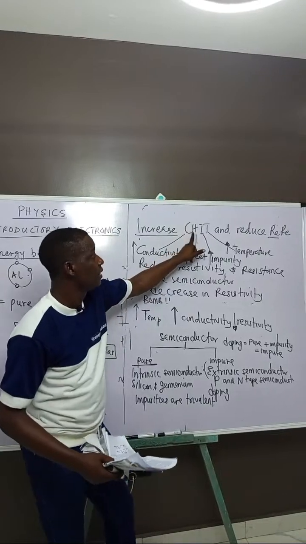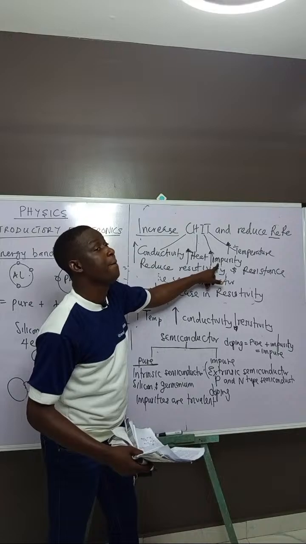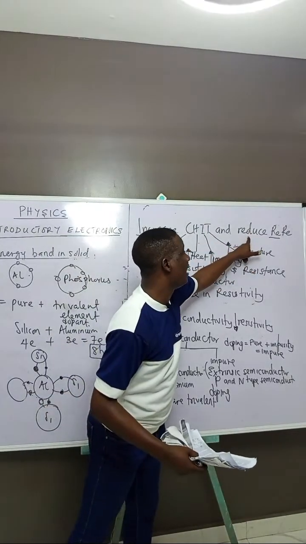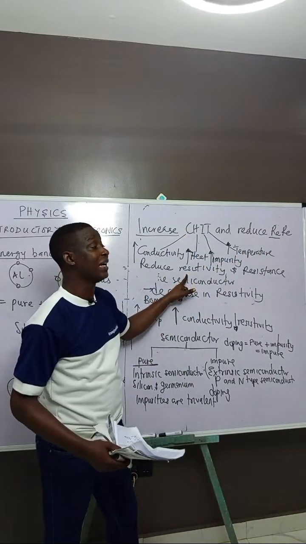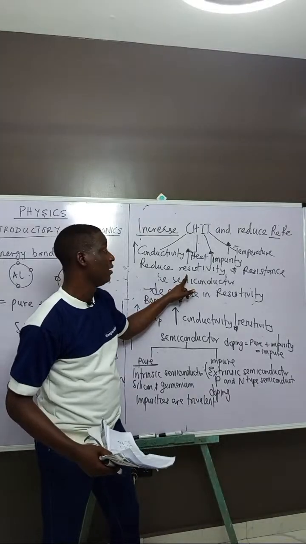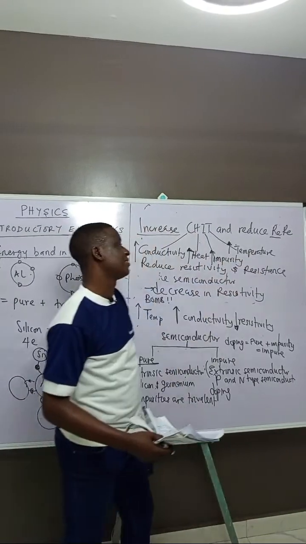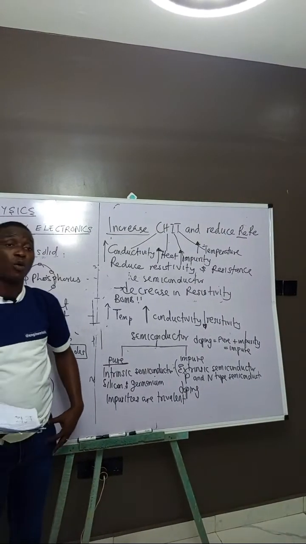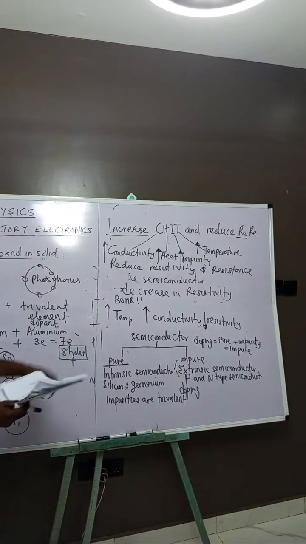I repeat. H is heat. I is impurity. T is temperature. And reduce rare is what? The first one is resistivity. Don't forget, resistivity is measured in ohm meter. Then reduce resistance; this one is measured in ohms. Don't forget, conductivity is measured in per ohm, what we call Siemens. So that is the shortcut there.